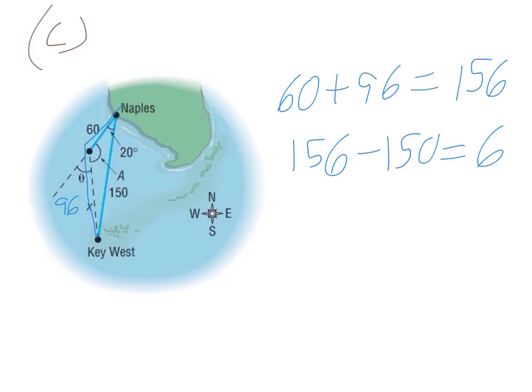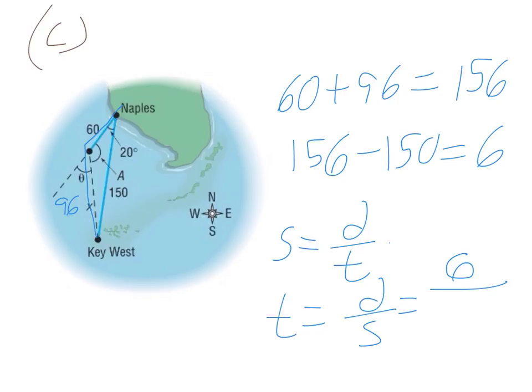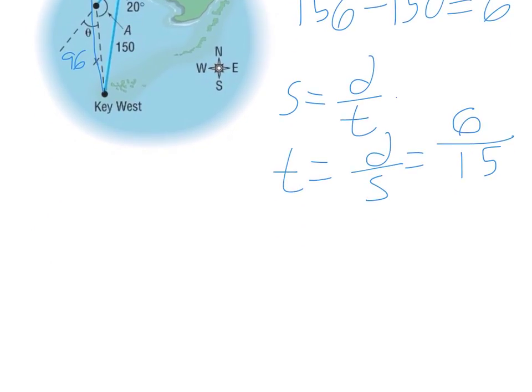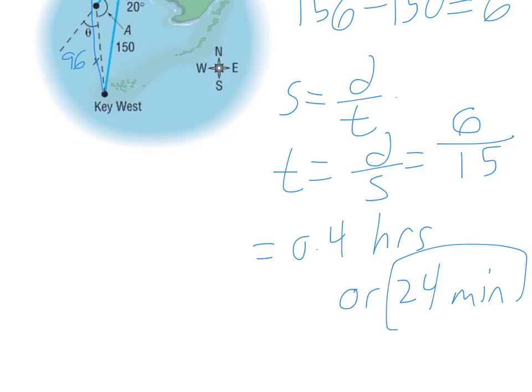And remember, speed is equal to distance over time. So time is equal to distance over speed. We said our distance was 6 miles. Our speed, we were told in the problem, remains at 15 miles per hour. So 6 over 15. So our time is 0.4 hours, or about 24 minutes. So it added about an extra 24 minutes to our trip.